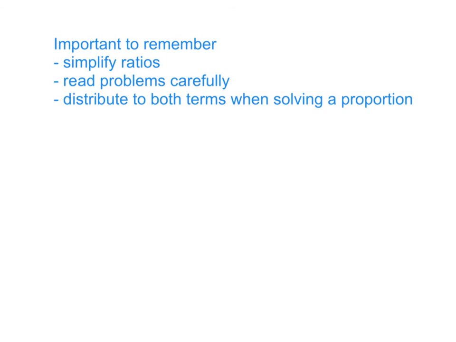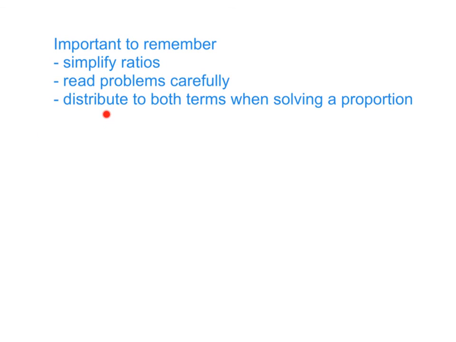So let's talk quickly about important things to remember. If you have a ratio, don't forget to simplify. Read the problems carefully so that you'll know what you need to answer. If they ask you for an angle, you need to find the angle. If they ask you for the largest side, you need to find the largest side. But you're only going to know that if you read the problem carefully.